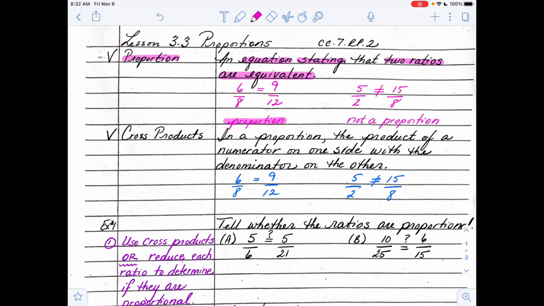Now, if I give you 5/2 and I say that is not equal to 15/8, well, those are two ratios, but they are definitely not a proportion. They're not equal to each other.